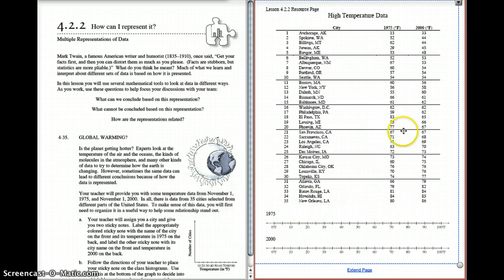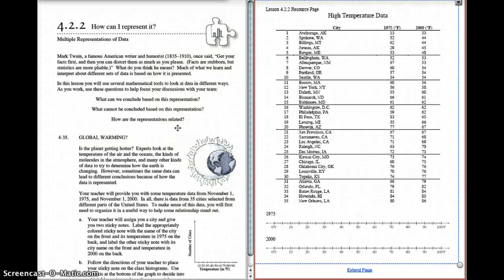If I glance at this, there seem to be quite a few 60s and different ones. So you're going to build a histogram for each of these, for both the 1975 data and the year 2000 data. Does that make sense? So you're going to pause this video for a little while as you build those two histograms. So pause it in 3, 2, 1.